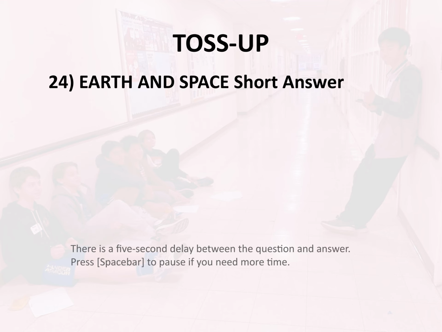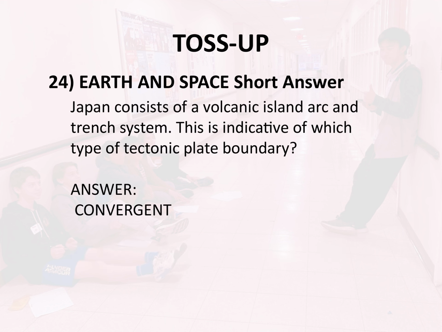Toss-up 24. Earth and space. Short answer. Japan consists of a volcanic island arc and trench system. This is indicative of which type of tectonic plate boundary? Answer: Convergent.